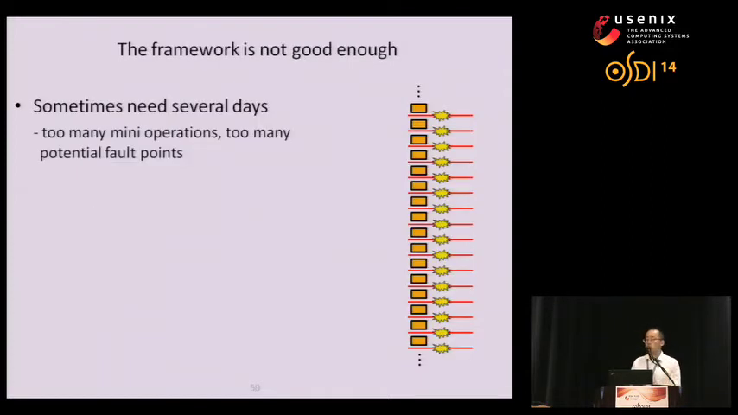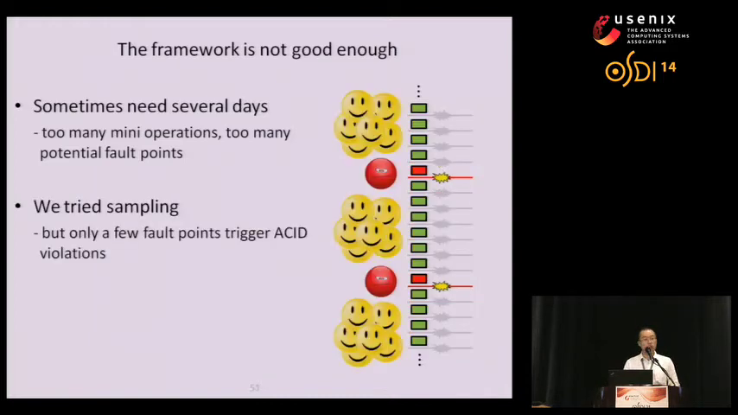However, the framework discussed so far is not good enough. There are too many minimum operations and thus too many potential fault points. Sometimes we may need several days to complete one exhaustive testing. We have tried sampling, but soon we found that only a few fault points trigger ACID violations, which makes sampling not effective at all. And most importantly, we don't know why those few fault points cause the trouble, let alone how to fix the problem.